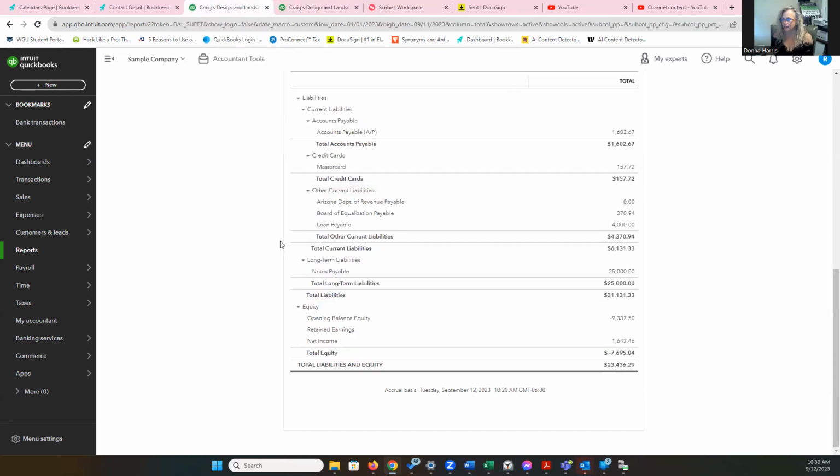So what does this tell you? I'm going to go ahead and stop the share so that I can just talk to you. What does the balance sheet tell us? Well, the first thing it tells me about this particular balance sheet is that this customer is not over leveraged too much. $25,000 is probably a good amount of money to have in long-term liabilities. I don't see a long list of credit cards or loans.